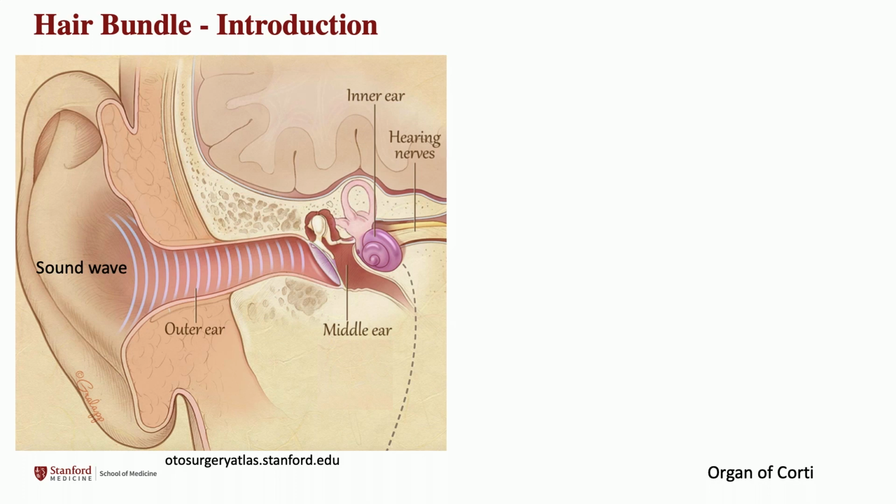So this schematic shows how sound wave vibrations are transmitted from the outer ear via the middle ear and then to the inner ear, where the sound sensing organelles are located, and they transduce these vibrational forces into nerve signals to the brain.